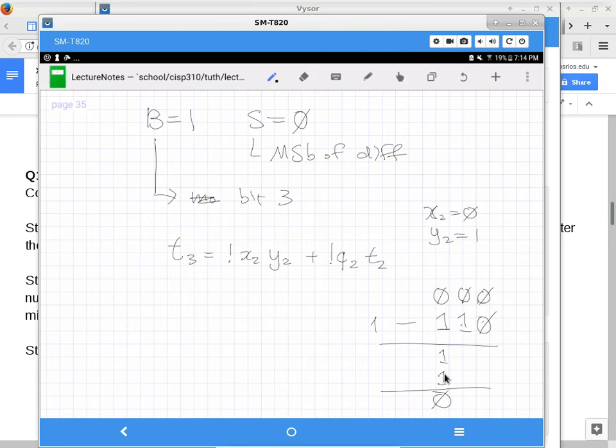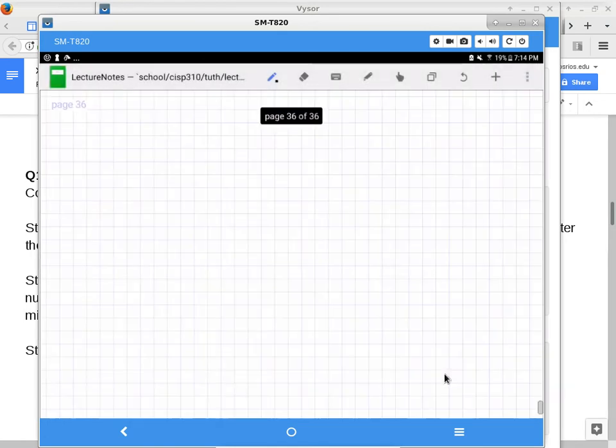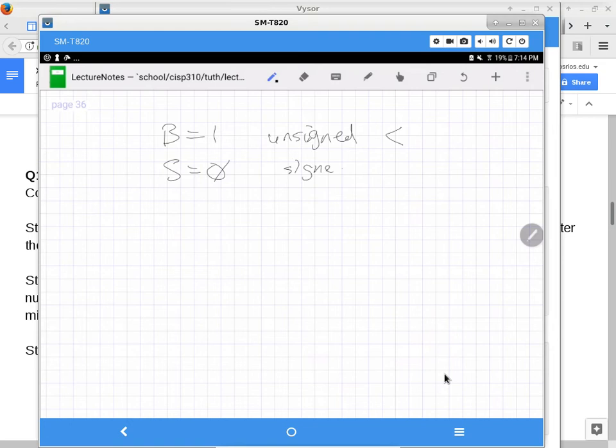Now, there's another perspective to answer this question. Okay, so the other perspective to answer the question is like this. B equals 1 means unsigned less than. Okay, the sign flag being a 0, assuming the overflow is also a 0, means signed not less than. Okay, so that gives me an idea as well, because what I'm looking at here is in one comparison we have less than, in the other comparison we do not have a less than.